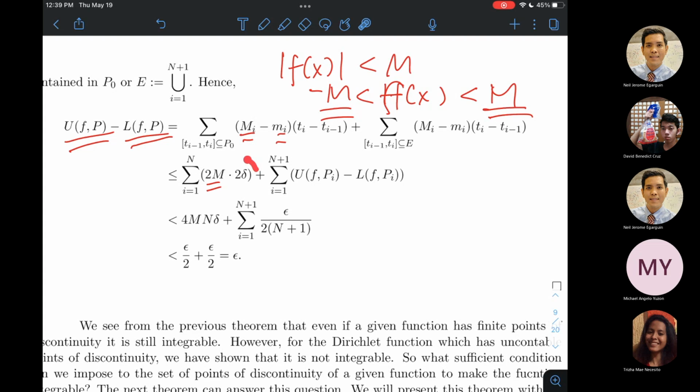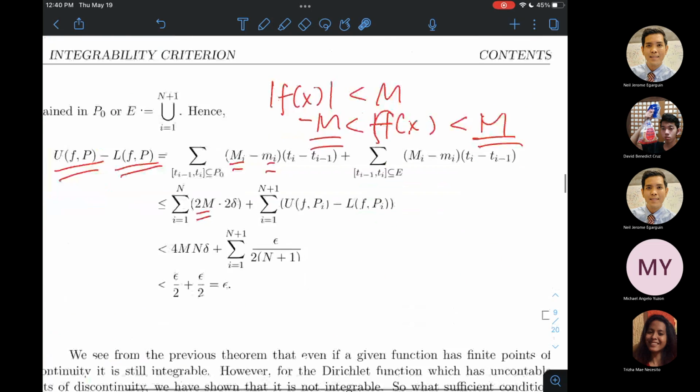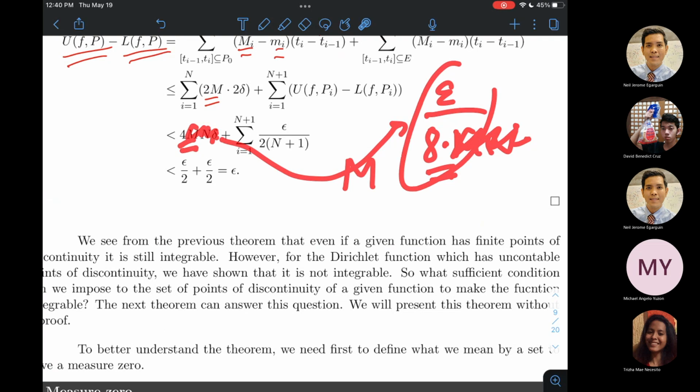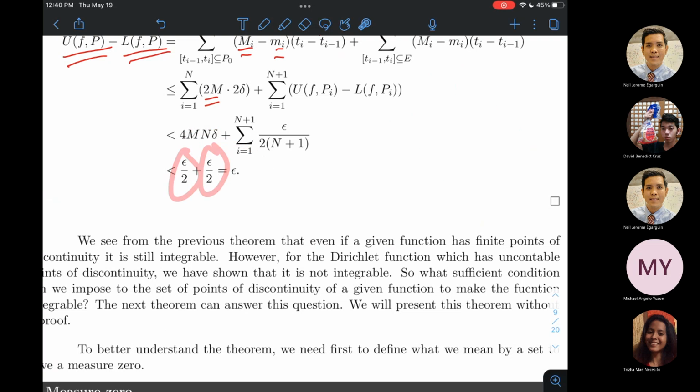Tapos, okay, 2M, tapos 2 delta, wala silang i, lalabas yung product na yon sa summation. Tapos summation lamang to ng 1. There would be n of them. So the simplified version for this guy is 4M delta times n. Tapos dito na papasok yung choice natin for delta. Sabi natin si delta ay hindi lalampas ng epsilon over 8Mn. So ito ay hindi lalampas ng epsilon over 8Mn. May Mn dyan. Cancelled yun. May 4 sa taas, may 8 sa baba. Epsilon over 2 yung matitira. Epsilon over 2 plus epsilon over 2 equals epsilon.